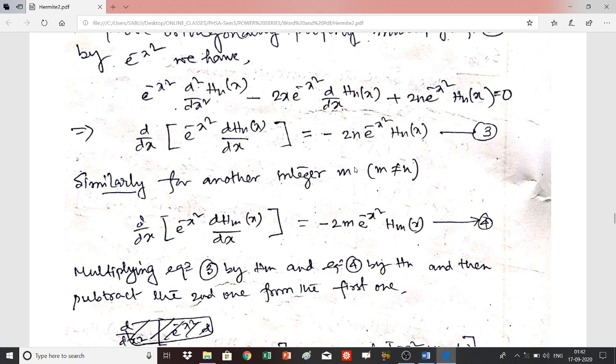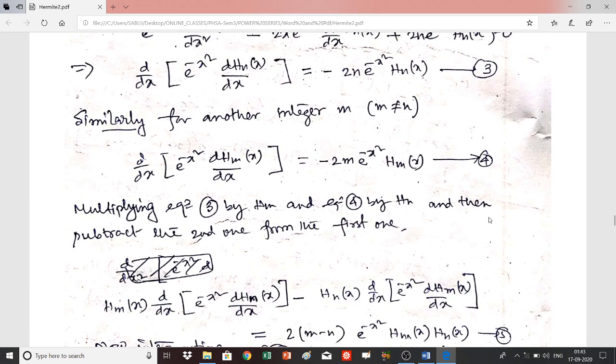Now similarly, this is true for the integer n, and if you consider another integer m, and obviously you should remember that m is not equal to n, then following this equation you can write d/dx of e to the power minus x square dH_m(x)/dx, where n is replaced by m, equal to minus 2m e to the power minus x square H_m(x). It is equation 4. Now multiply equation 3 by H_m and equation 4 by H_n, and then subtract the second one from the first one.